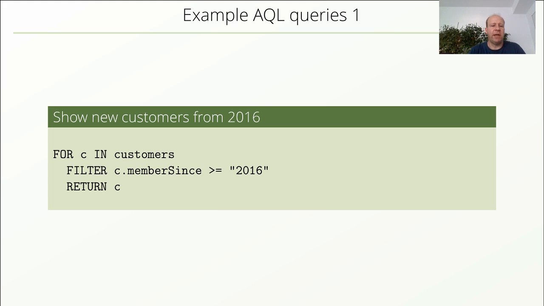Remember that we had a timestamp in the member since attribute, and that it was a string, and the year was in the beginning of this string. So if I use the usual string order, this filter condition filters out all those who are members since 2016 or later. Now, if I give you this query, you don't know AQL, I would guess that you can essentially guess what it does. Well, in a sense, it runs through the customers collection, takes only those whose member since attribute is greater or equal to this string, and it returns the complete object.